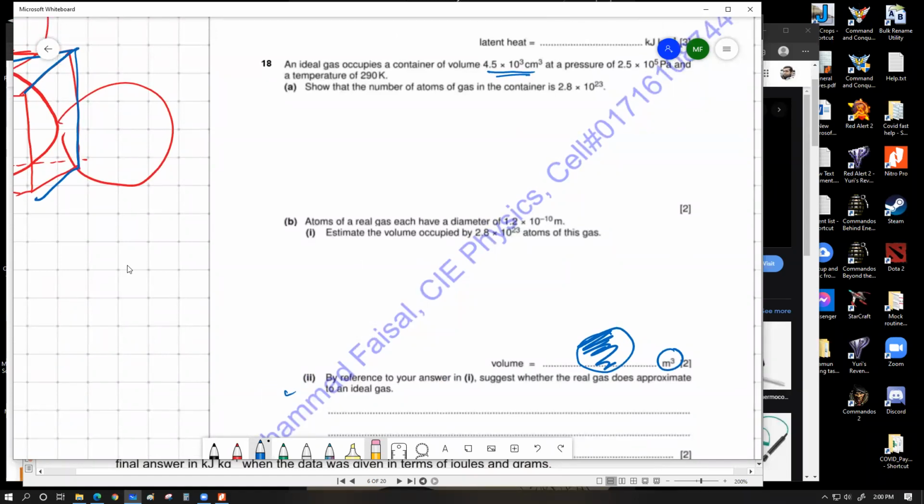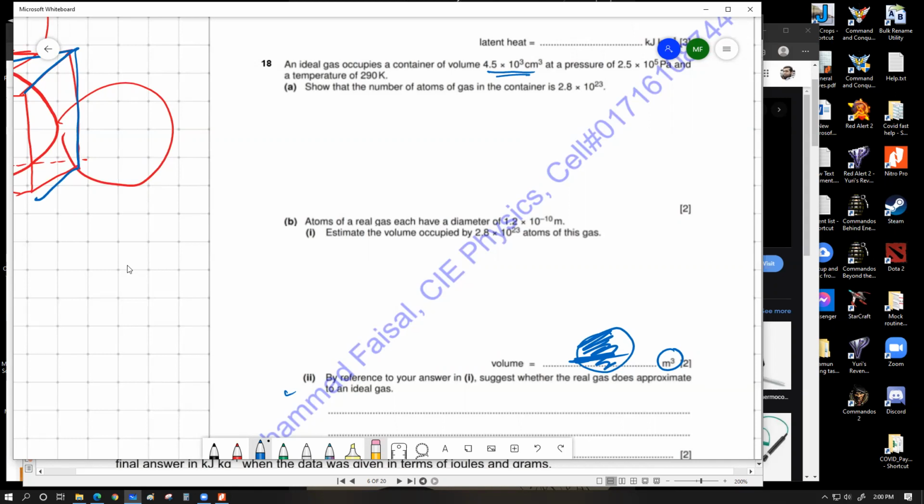And what you can show is that this volume calculated, which is actually occupied by the physical volume of the atoms, is going to be way too small, like orders of magnitude small, compared to the internal volume of the container where the gas molecules were actually kept.